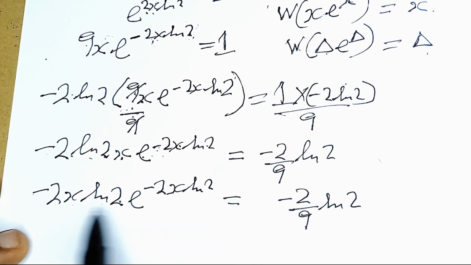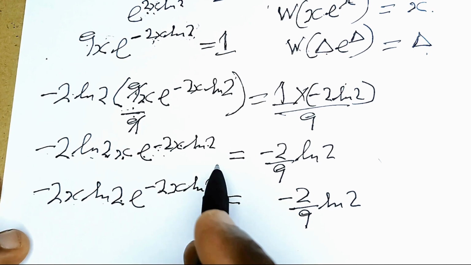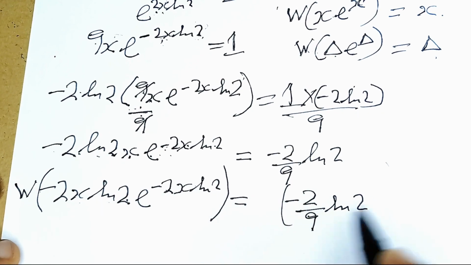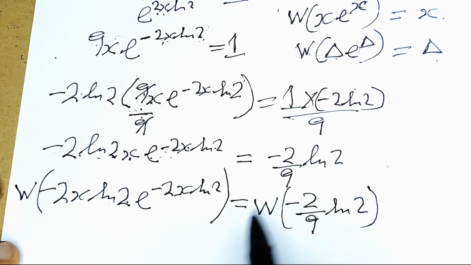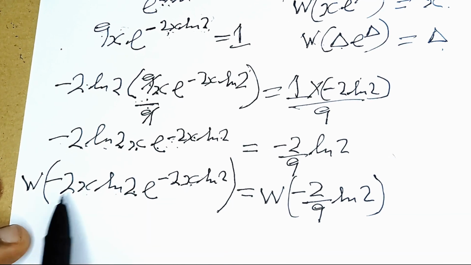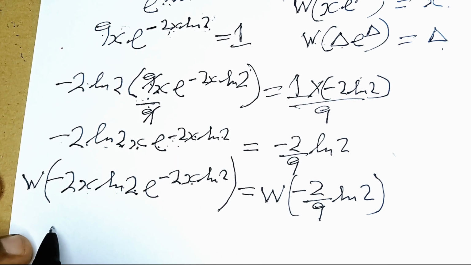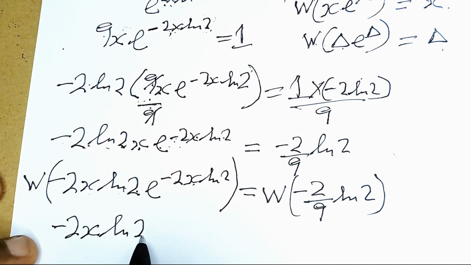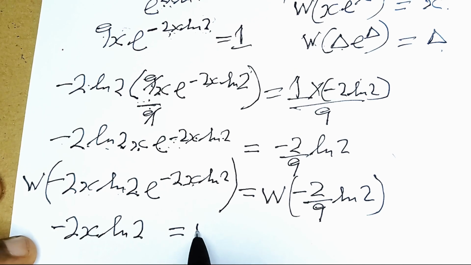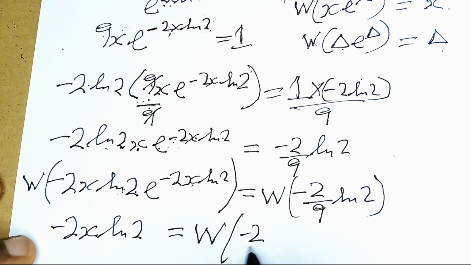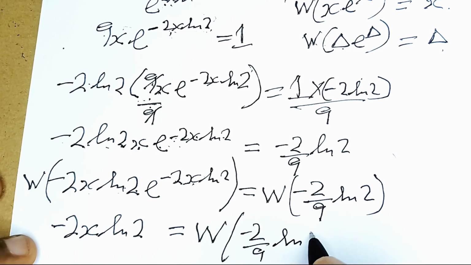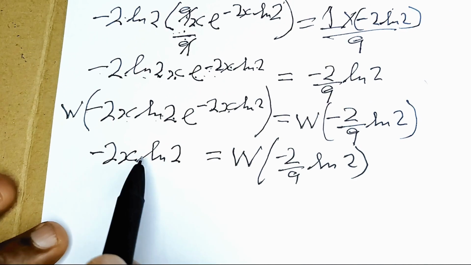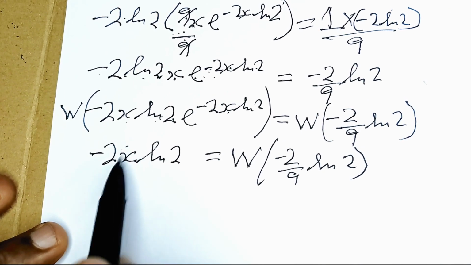To introduce our W function, we introduce it to both sides. We have the Lambert W function here, and we also have the Lambert W function on the other side. So this sorts this out. We are left with only minus 2x ln 2 is equal to the Lambert W function of minus 2 over 9 ln 2. From there, we want x to stand alone.